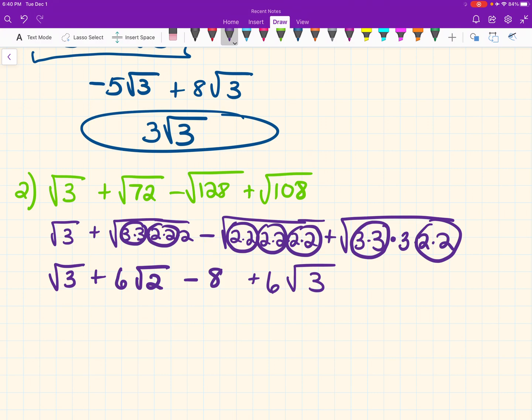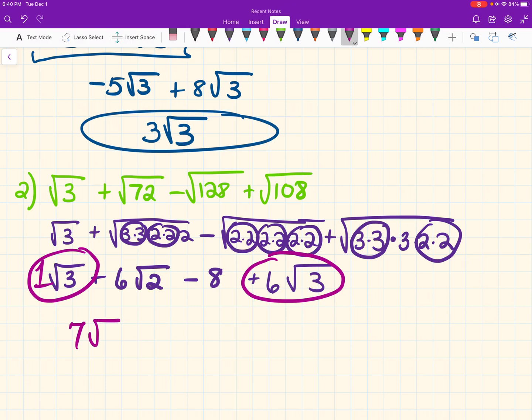So the only things that can go together then, and there's an understood 1 in front of this one, we can put this and this together. So that's 7 root 3. 9 times 8, that's right. Plus 6 root 2. Minus 8.